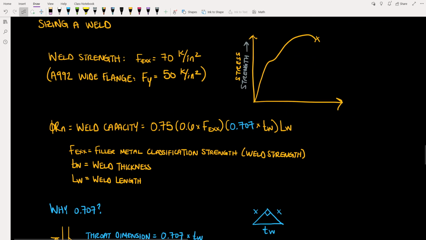So, moving on. To calculate weld capacity, in addition to knowing the weld strength, which you can see here is 70 kips per square inch, we also need to know the dimensions of the weld. Specifically, we need to know the thickness of the weld and the length of the weld. Once we have all three of these variables defined, the remainder of this equation is simply safety factors.